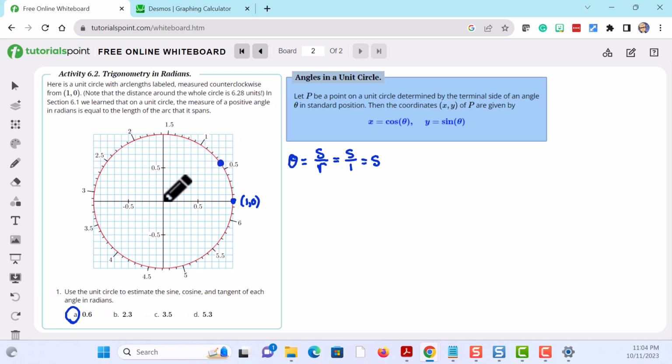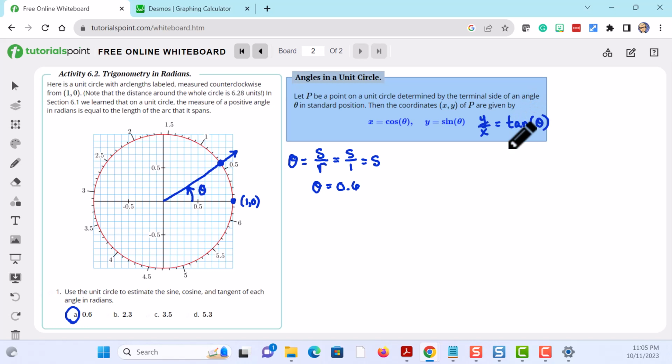So to represent the angle, we draw a ray from the origin and then rotate counterclockwise to that terminal ray, and we'll label the angle theta, where in this case theta is equal to 0.6. Our goal is to find the sine, cosine, and tangent of 0.6. So we need to recall our definitions. Up here it says that x is cosine theta, y is sine theta, and the one that's not written down is that y over x is equal to the tangent of theta.